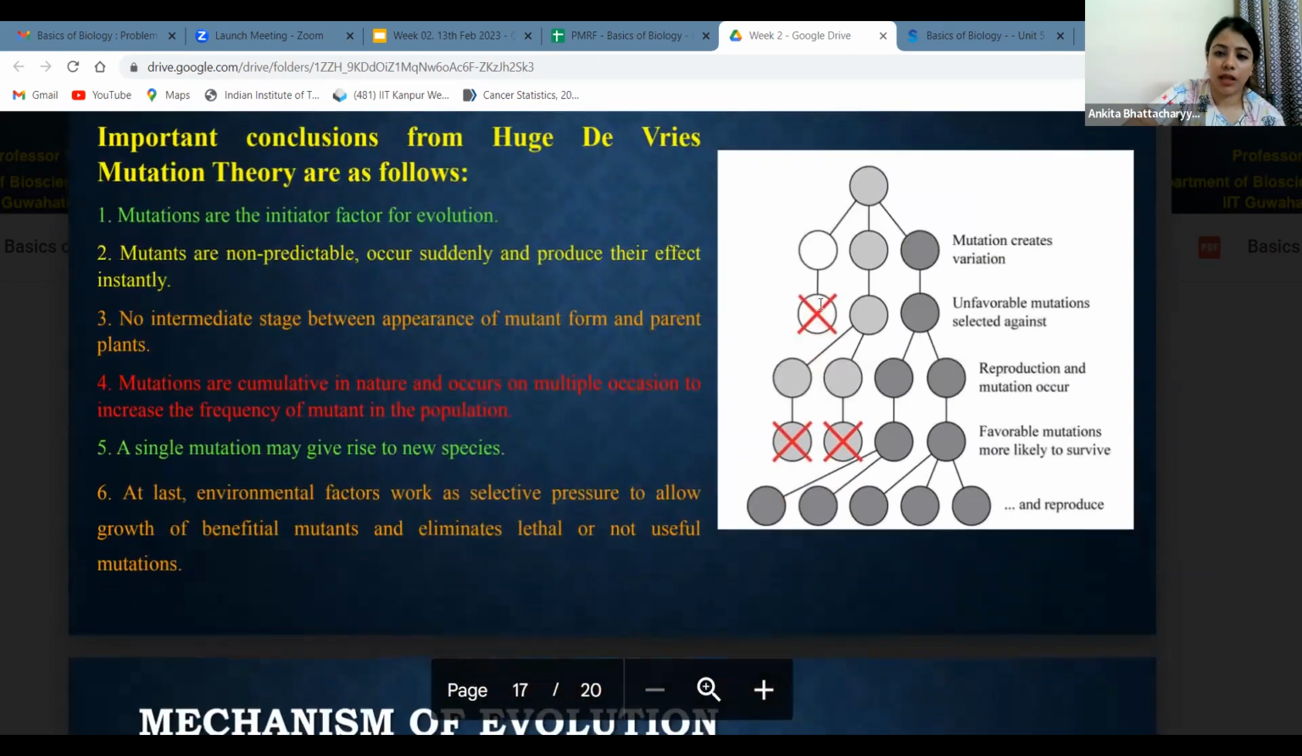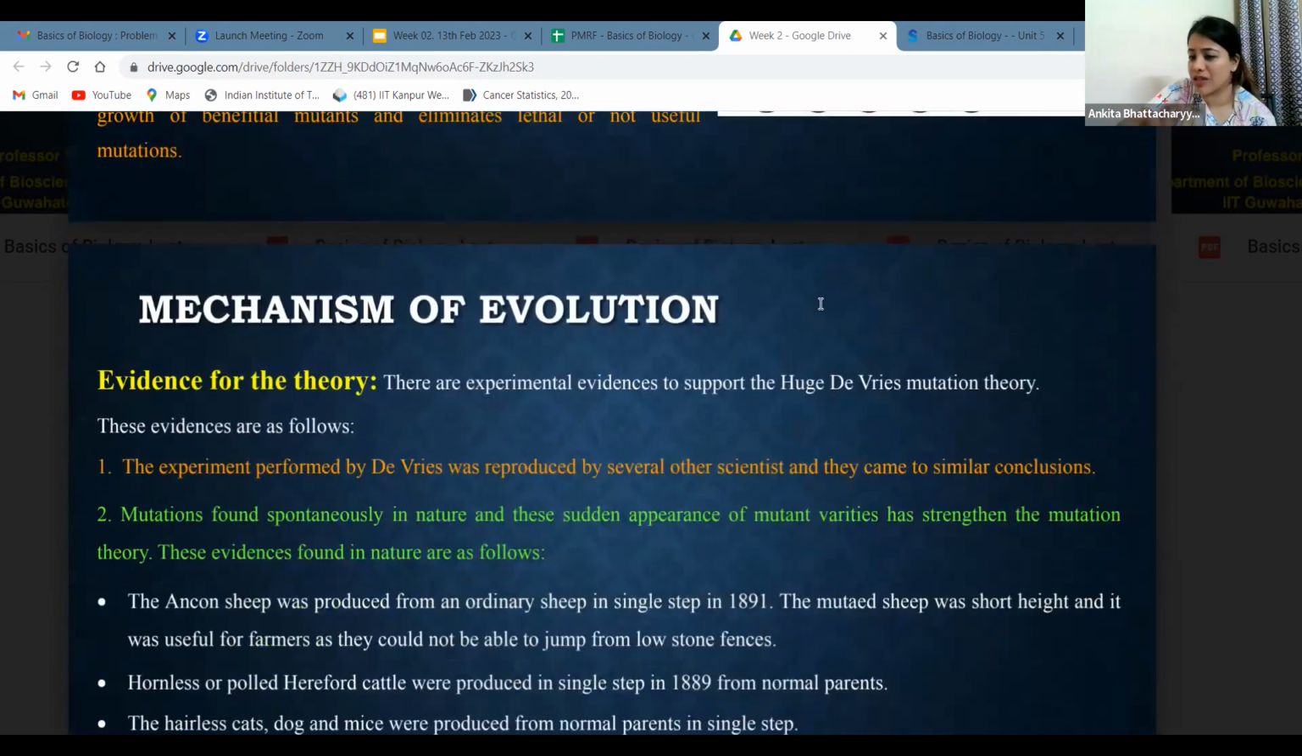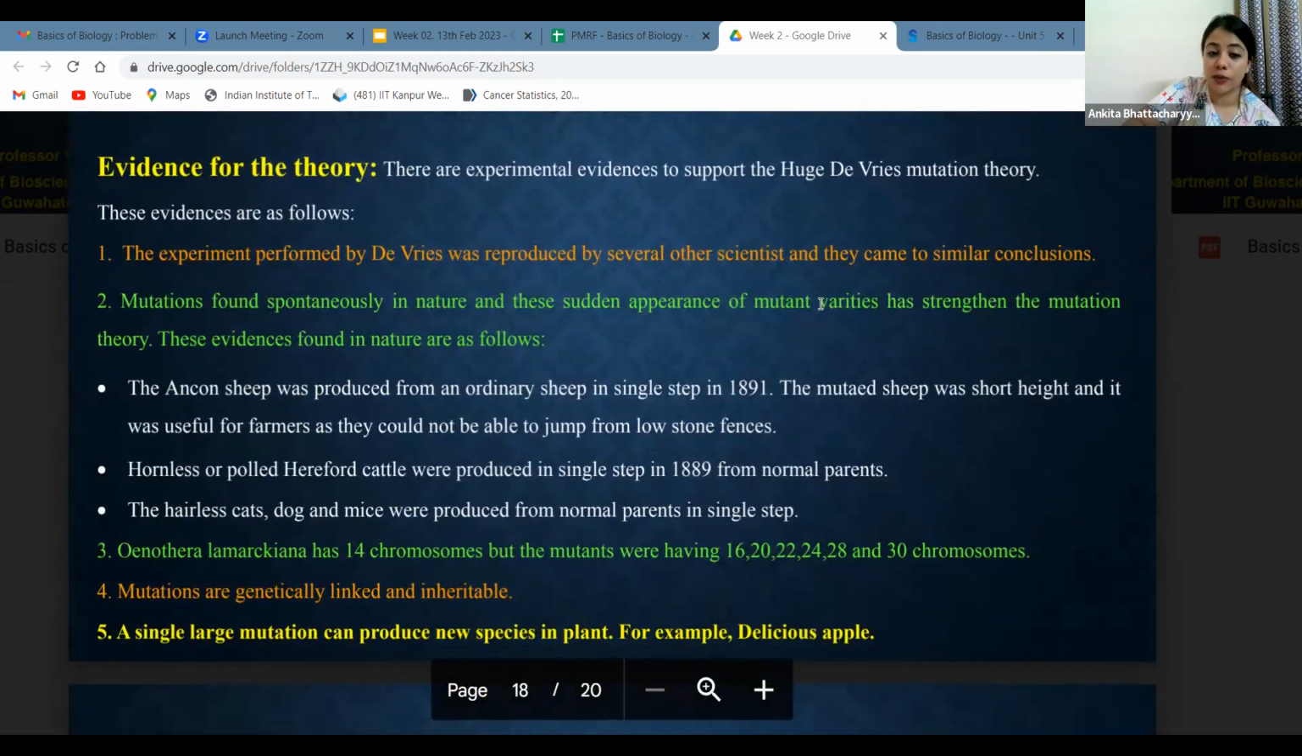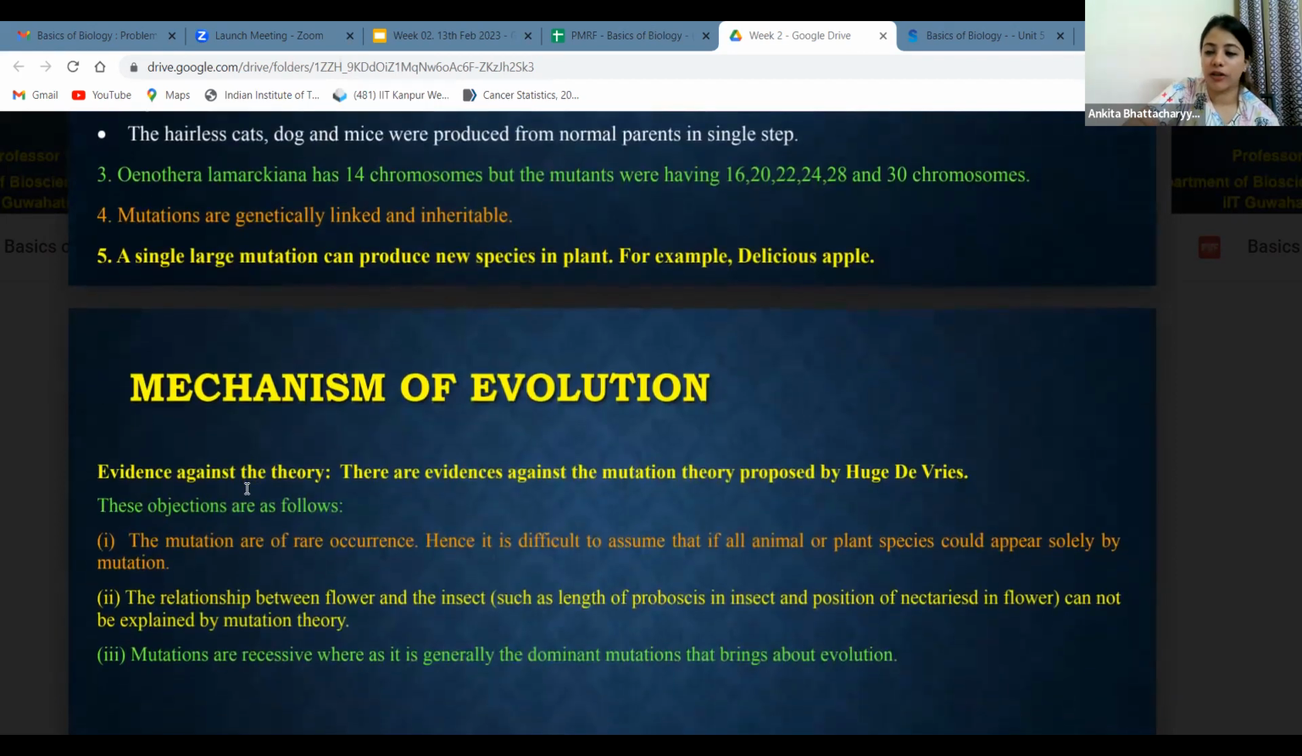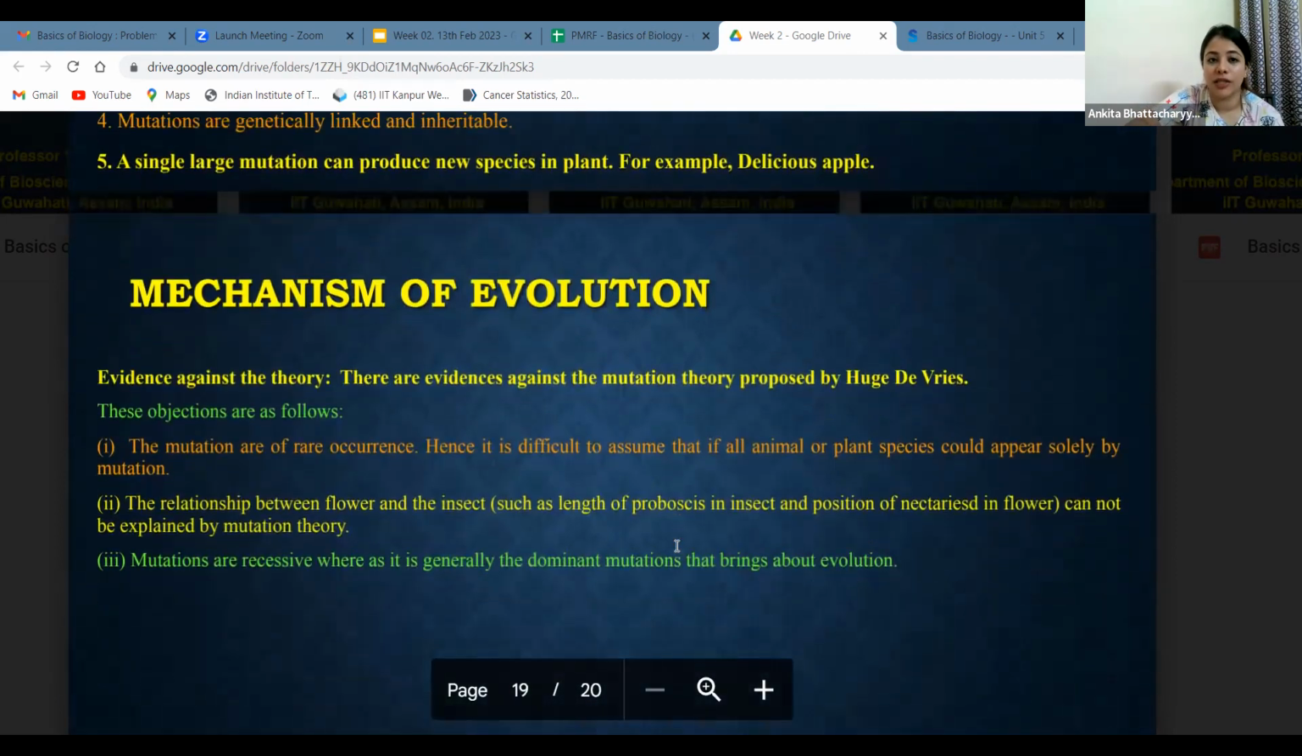So his idea seems logical, because now we have more or less accepted that mutations are the reason these changes are occurring. And there were several evidences for this as well, for example, the Ancon sheep, the Hereford cattle, and hairless cats, dogs, etc. can also be seen. And these were majorly accepted, but there was some evidence also against it: if mutations were occurring that frequently and that regularly, then wouldn't you just be able to see a new species every day, because mutations are occurring that frequently, right?